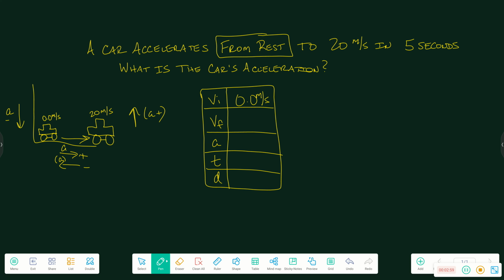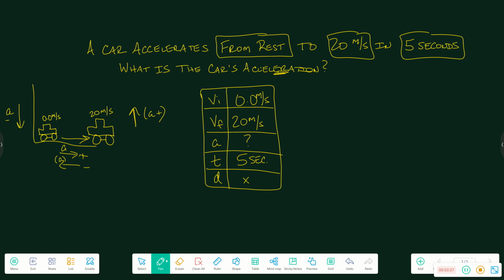Okay, and what is your final velocity? Your final velocity is going to be 20 meters per second. Okay, acceleration is what you need to solve for. Okay, time, you have 5 seconds. Okay, and then you don't have distance. You're not given distance. But in the future, I'm going to tell you right now that you're probably going to have to fill out the entire chart that you have here. So you don't have distance, or displacement, and you're solving for acceleration.